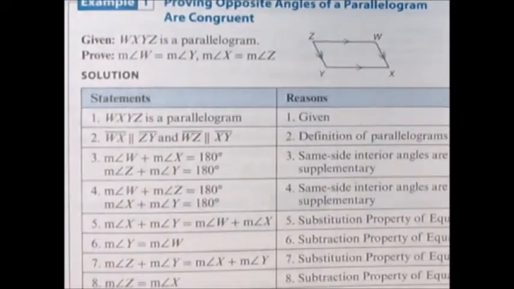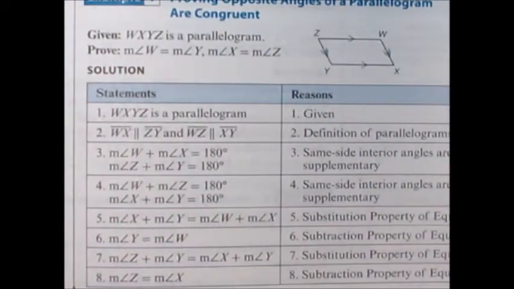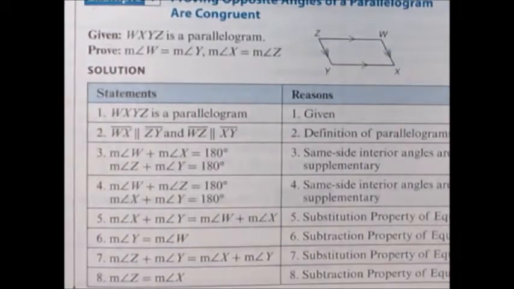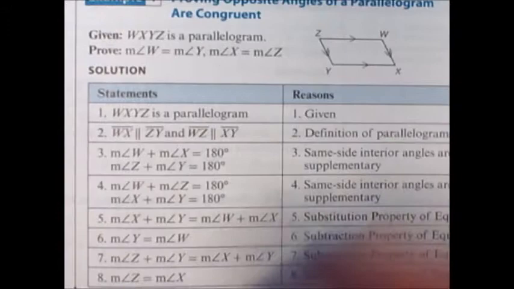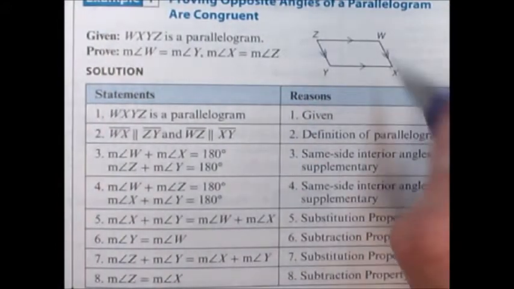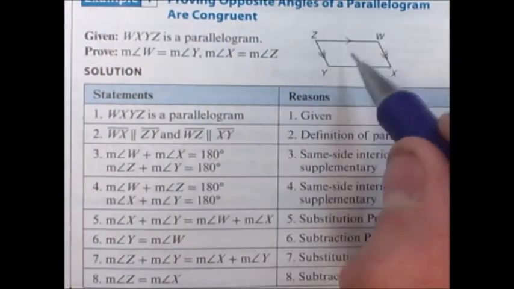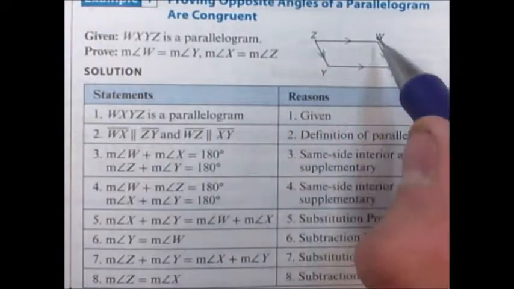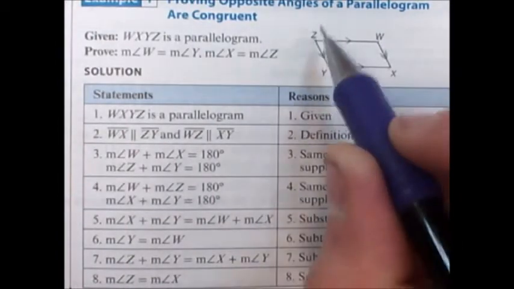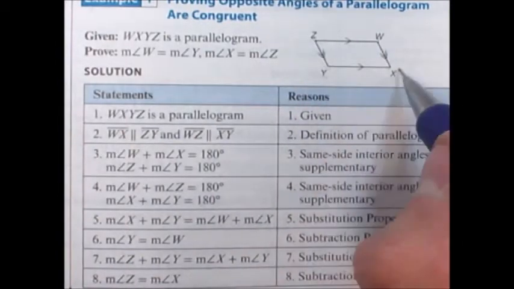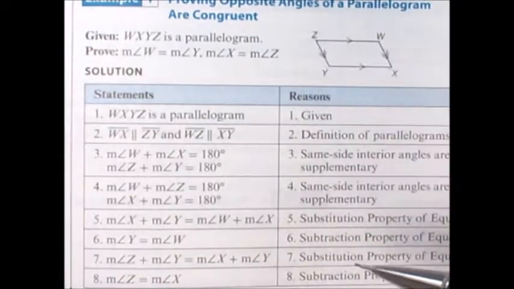Given WXYZ is a parallelogram. Because we know that, we know all of the things that are listed in the properties. So we know that Z and X are congruent. We know that W and Y are congruent. We also know that side ZY is congruent to side WX. We also know that ZW is congruent to YX. I'm just going through the list of properties here.